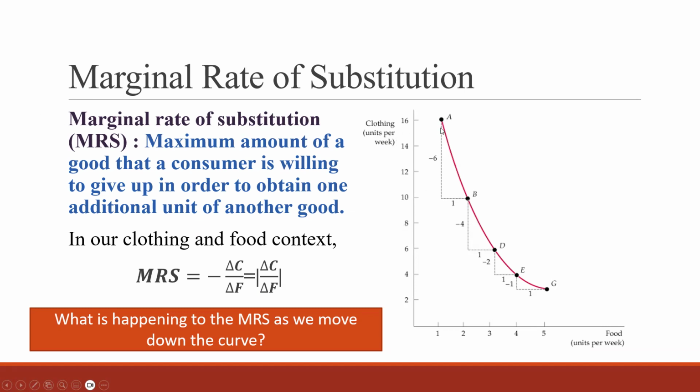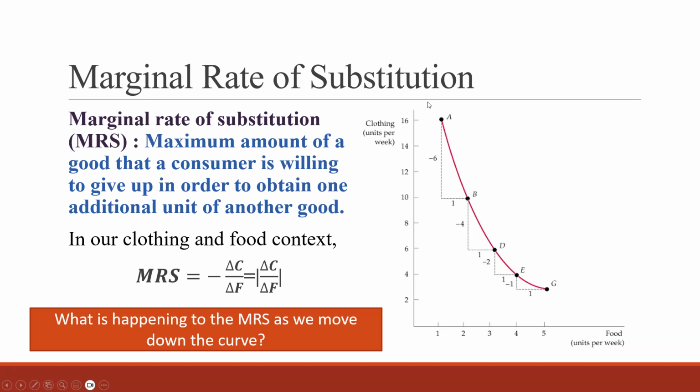Well, it is 6 units for additional unit of food, 4 units of clothing for additional 1 unit of food, 2 units of clothing for additional 1 unit of food, 1 unit of clothing for additional 1 unit of food. Again, it is the marginal concept. Marginal means additional 1. So here it is to look into how many clothing we are willing to forego for additional 1 unit of food.